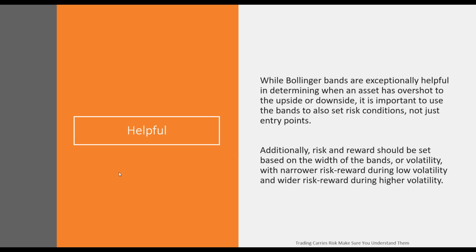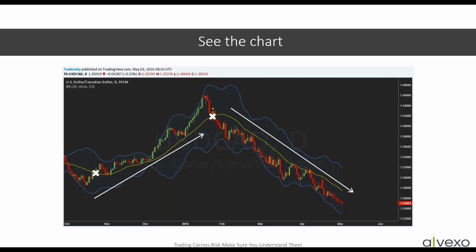Now, while Bollinger Bands are exceptionally helpful in determining when an asset has overshot the upside or the downside, it's important to use the bands to also set risk conditions, not just entry points. Additionally, risk and reward should be set based on the width of the bands or volatility. We can have narrower risk reward ratios during lower volatility or when the bands are tight, and we need to have bigger risk reward ratios during high volatility.